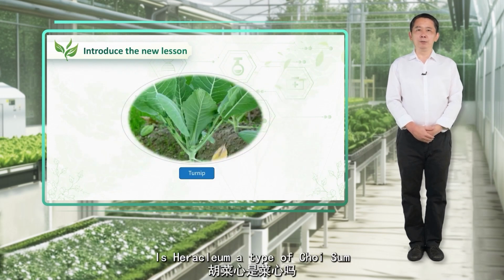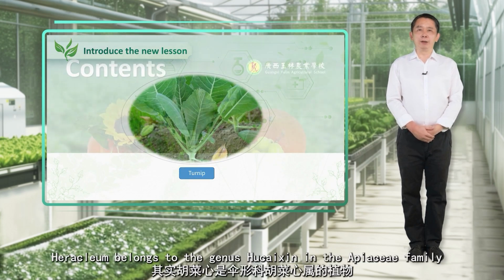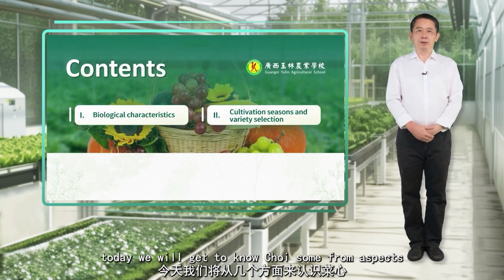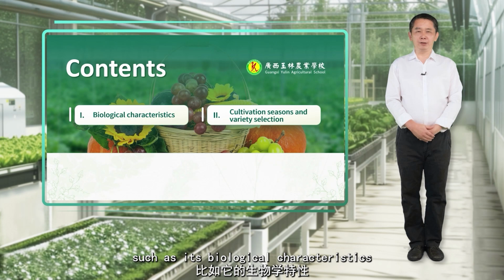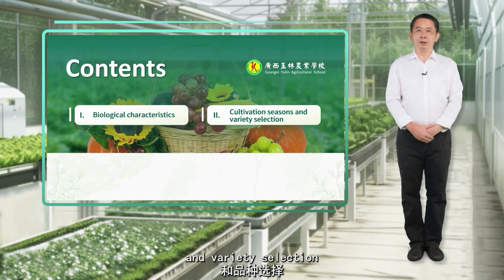Is Hucayen a type of choy sum? In fact, Hucayen belongs to the genus Hucayen in the Apiaceae family. Today, we will get to know choy sum from aspects such as its biological characteristics, cultivation seasons, and variety selection.